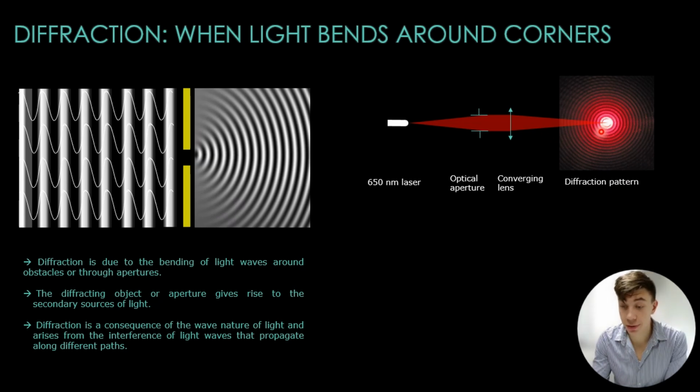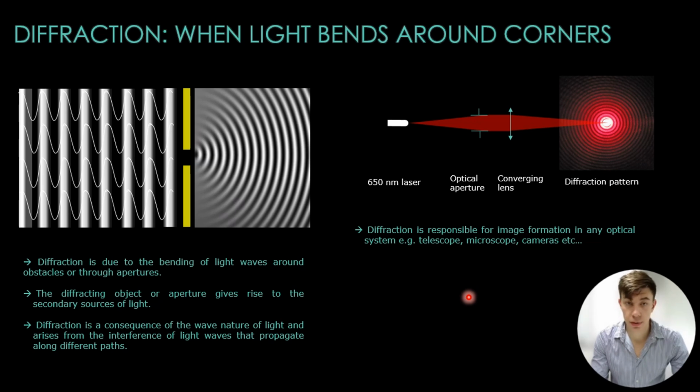This diffraction pattern is characterized by the very intense point in the center of the formed image, and decreasing intensity as we move further from the center of the image. So diffraction is actually responsible for image formation in any optical system, including telescopes, microscopes, and cameras. The light waves passing through the aperture of these instruments diffract and interfere, creating the image we see.